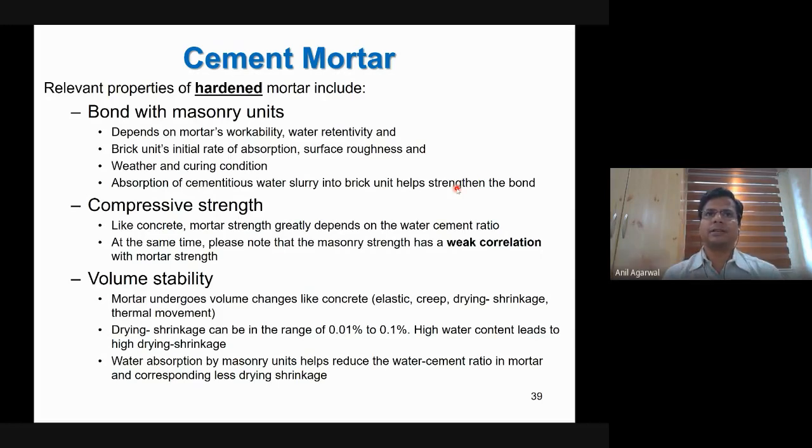However, we will see later that as you increase the strength of mortar, the strength of the assembly does not necessarily increase very significantly. It may increase a little, but not very significantly. So the first property was bonding with the brick. Mortar should be able to bond with the brick.